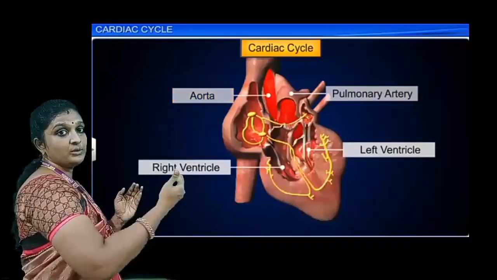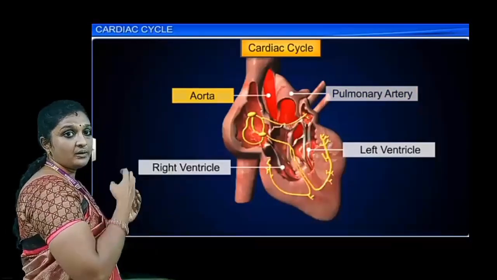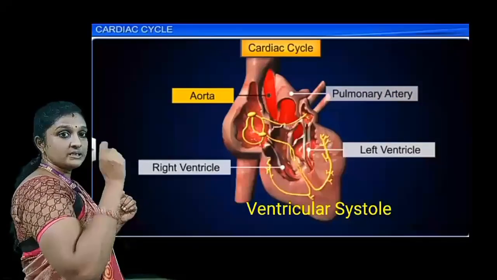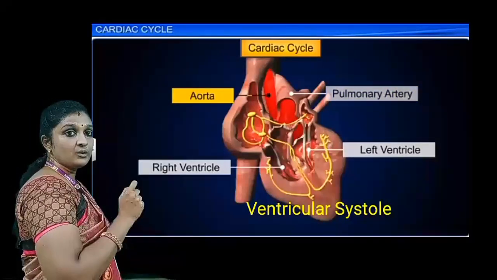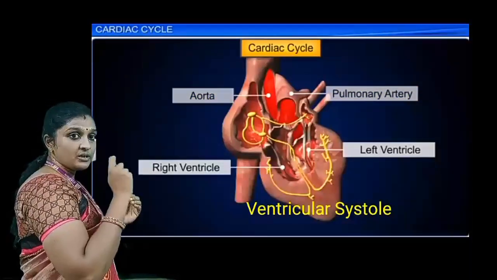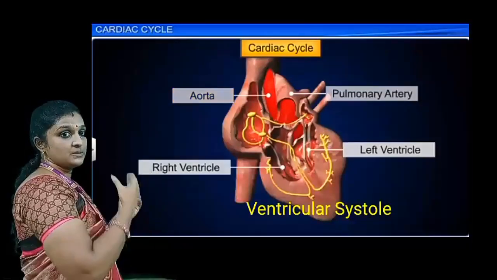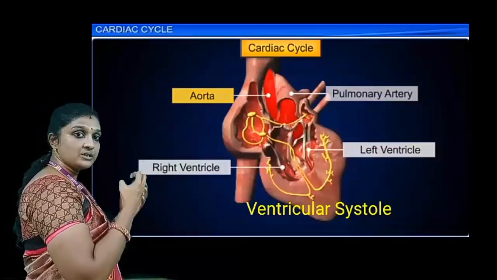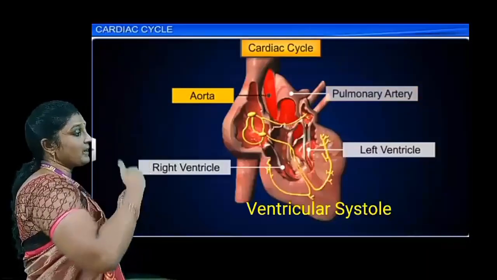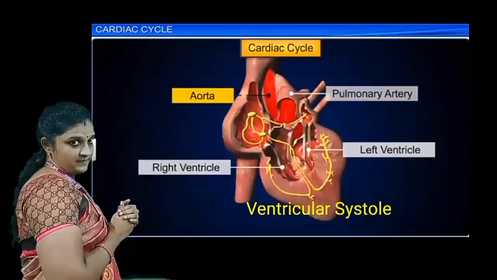Simultaneously it will happen. Both ventricles at a time will contract and push the blood outside due to ventricular systole. Systole means contraction. Here, what is going to contract? The ventricles, both the right and left ventricles are contracting. Due to that contraction, it pumps the blood outside.